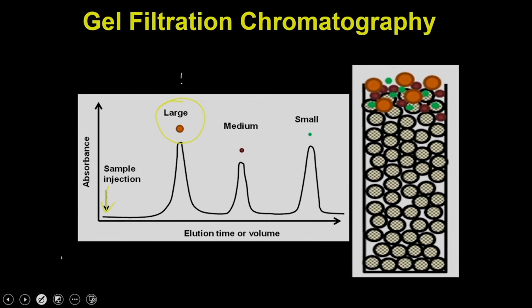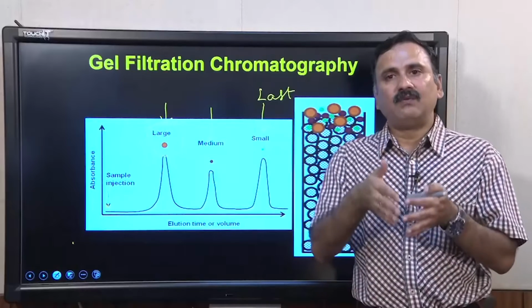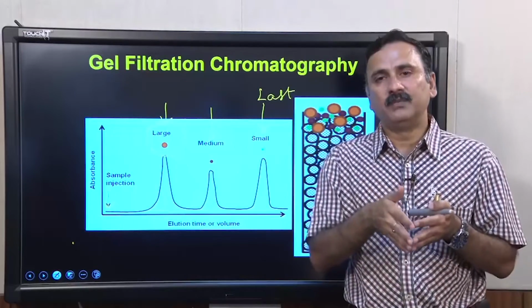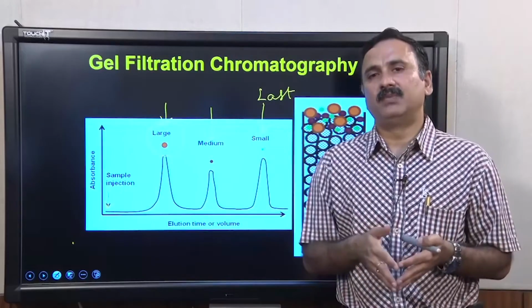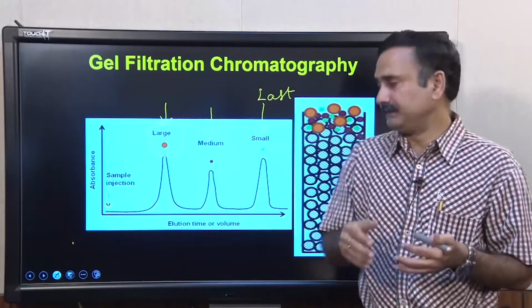So, the large ones, which are the orange ones, are going to come first, the red ones, which are of the middle size, are coming in the middle of the column, and the smallest ones are going to come last. And that is how the molecules of different sizes are going to be separated from each other. So, this is the basic principle of the chromatography.